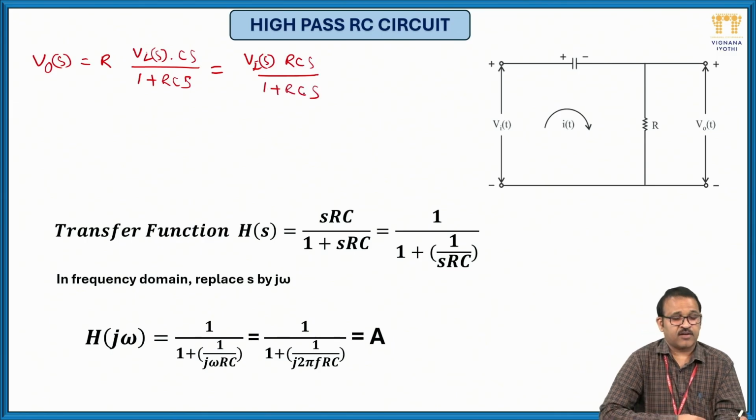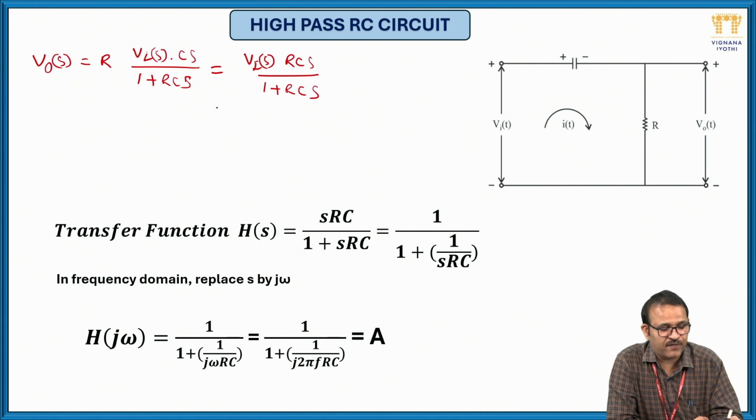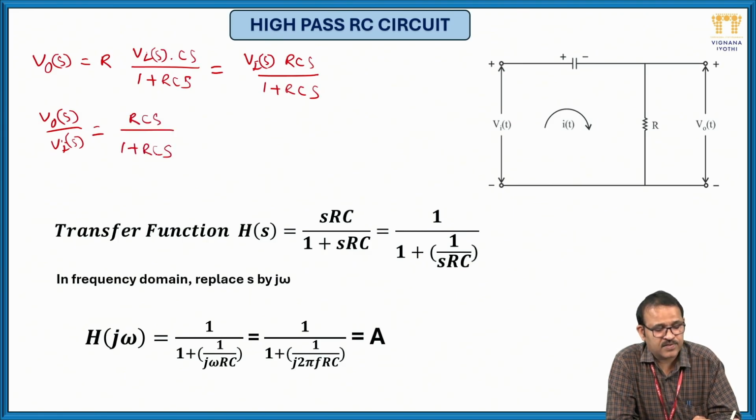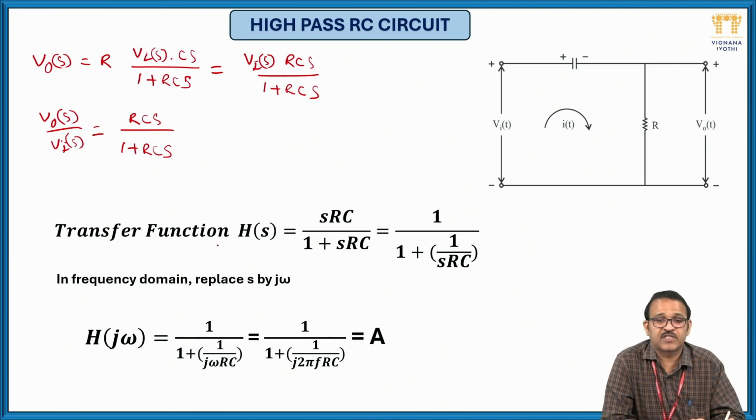Now here the gain or transfer function is V0 of s by Vi of s, which is equal to RCs by 1 plus RCs. It is denoted by the transfer function H of s. So here we can write s into RC by 1 plus s into RC. Now here in the numerator and denominator s into RC is common. So finally we get 1 by 1 plus 1 by sRC. So this is the s domain function.